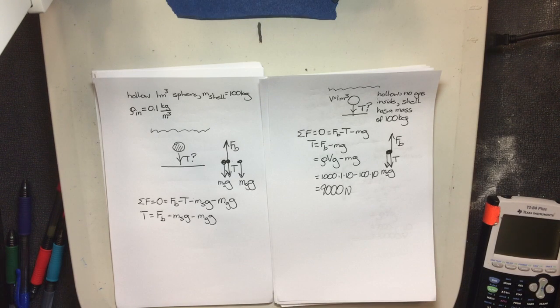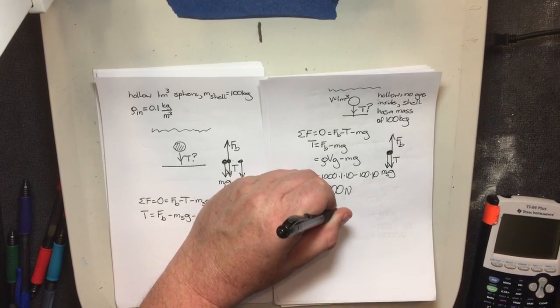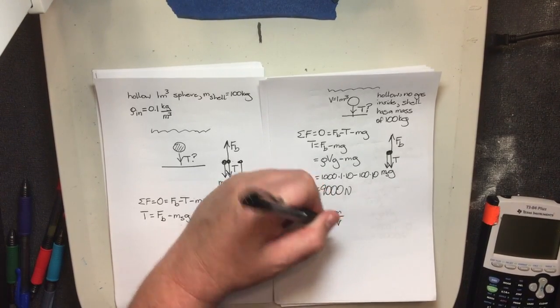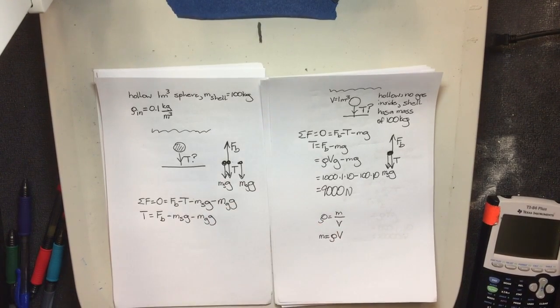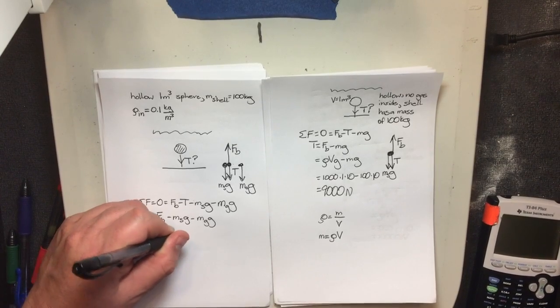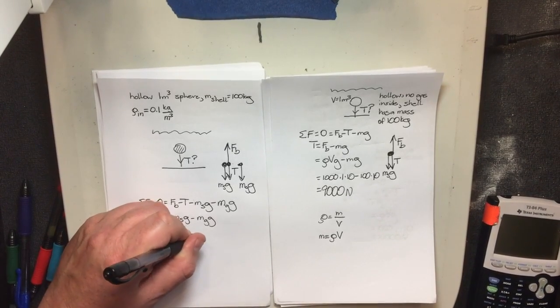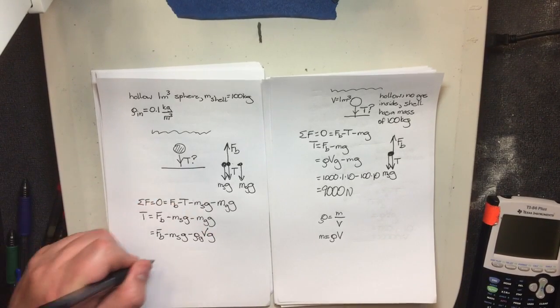Now I didn't give you the mass of the gas inside. Well, this is where we get our Swiss Army knife equation and play with it. Density is mass divided by volume. So mass is density times volume. I know the density of the gas and I know the volume of the gas. I can figure this out. So this becomes FB minus MSG minus rho of the gas VG.